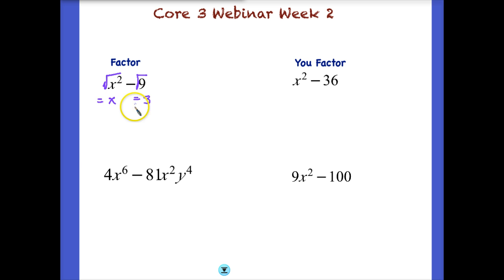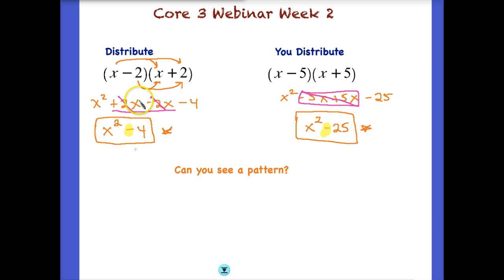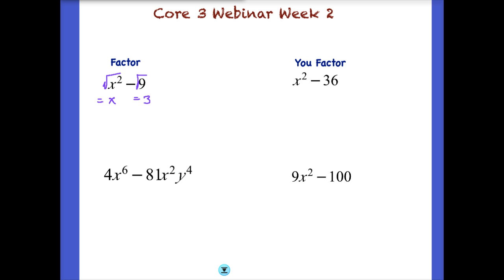So I can rewrite this just the way I did. Let me go back once more, you guys. Just the way I did here, I can take x squared minus 4 and expand it into its square roots, x minus 2, x plus 2. So if I come down here, I can take this and write this as x minus 3, x plus 3. And that's how you can factor that.